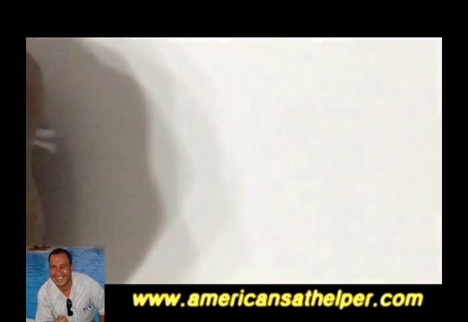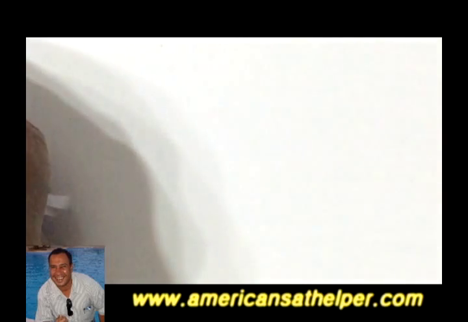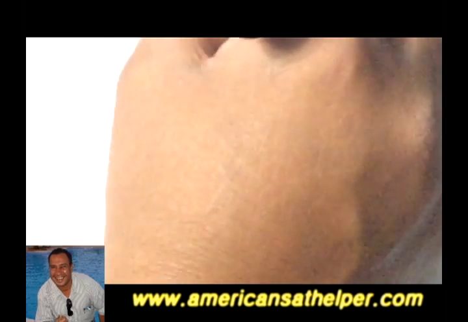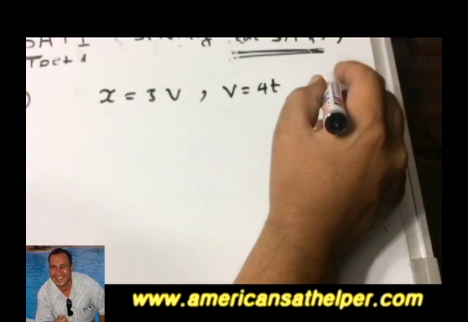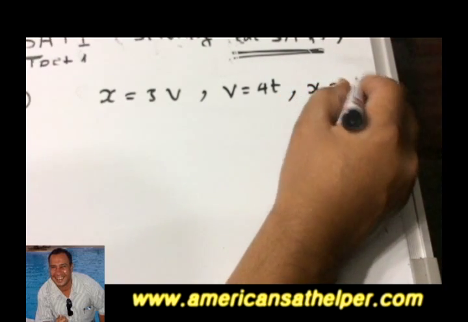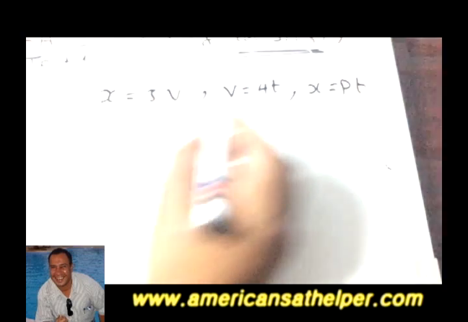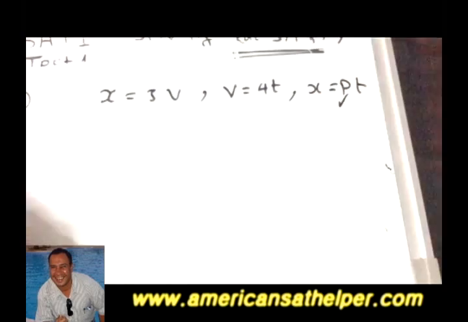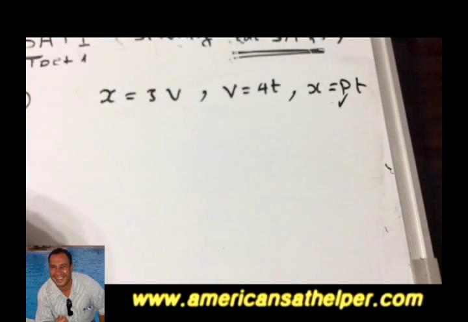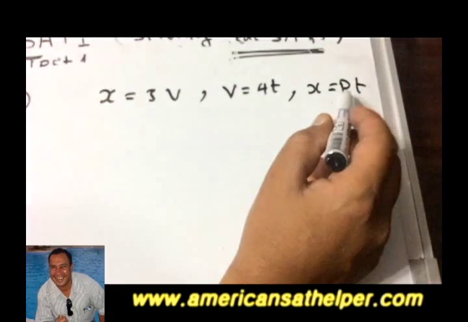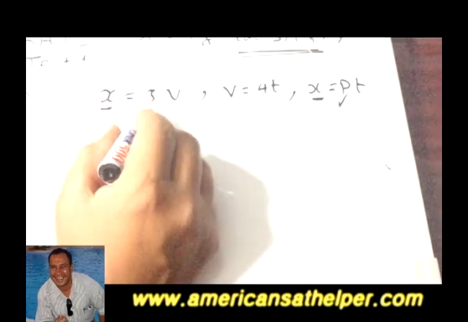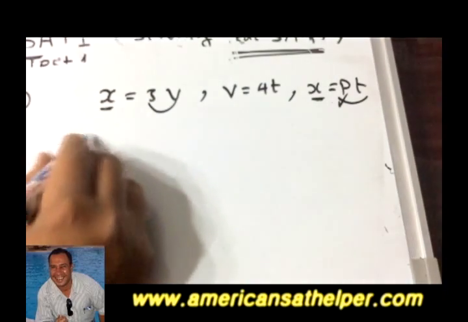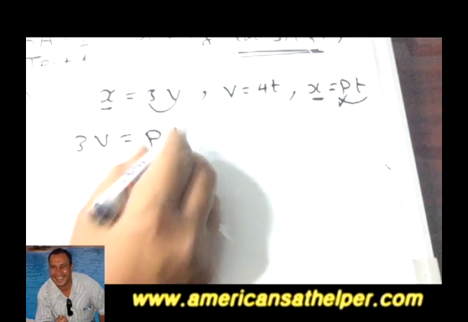The first equation is x equals 3v. The second equation is v equals 4t. The third equation is x equals pt. What he is asking about is the value of p. It's okay. You can see that this is x and this is x. This means this side equals this side: 3v equals pt.